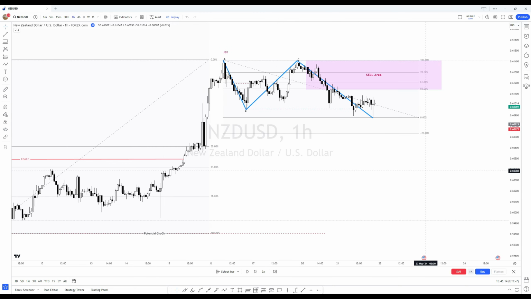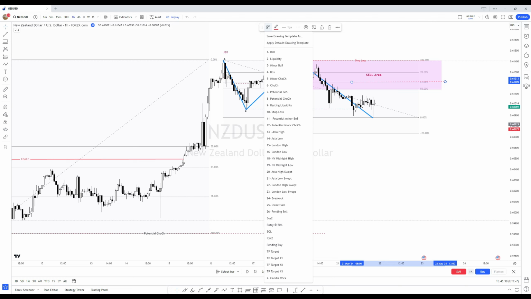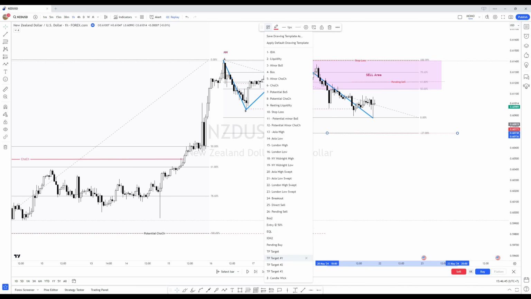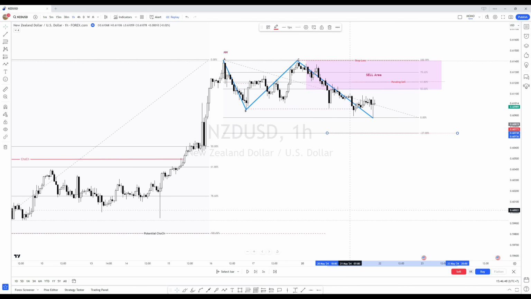Let's have the scenario of trading this setup from this higher time frame, from H1 time frame. So in this scenario, I will place my stop loss at 100%, a pending sell at 61%, and take profit at minus 27. That would be my setup. Let's play the chart and see what will happen.